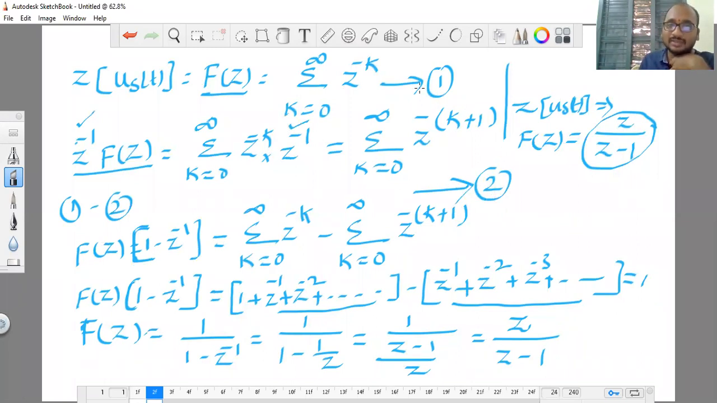Next, you subtract the second equation from the first equation, 1 minus 2. 1 minus 2 gives this result. And next, expand this series. Some terms of the series have common values, so both the common values will get cancelled. Finally, you get 1 in the RHS. On the LHS, we have f of z into 1 minus z power minus 1. Then we rearrange, and we get the expression as z divided by z minus 1.